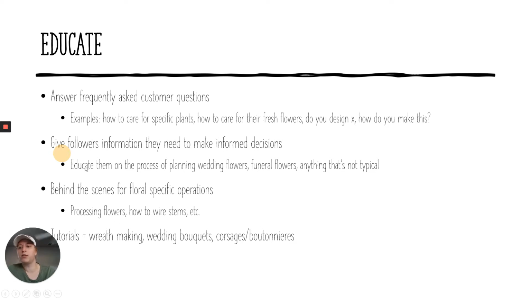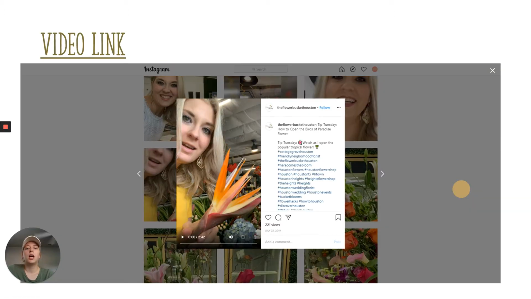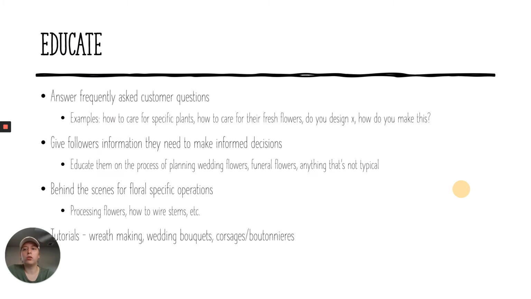Some different ideas for ways that you can educate is answering frequently asked customer questions. These can be things that people call you about, things that people ask you in store, specific plant tips, how to take care of their floral design, behind the scenes tips, things like that. Give followers information that they need to make informed decisions. This can be educating them on a process that they might not do frequently.